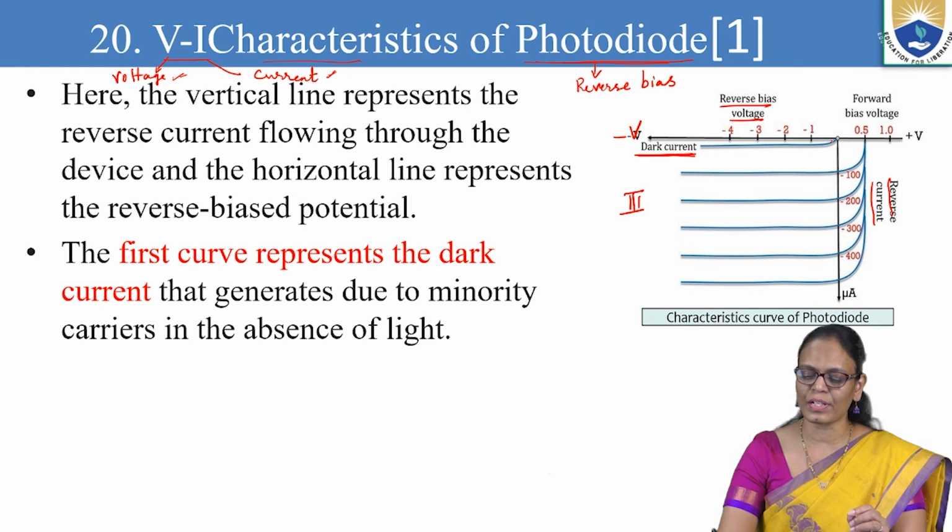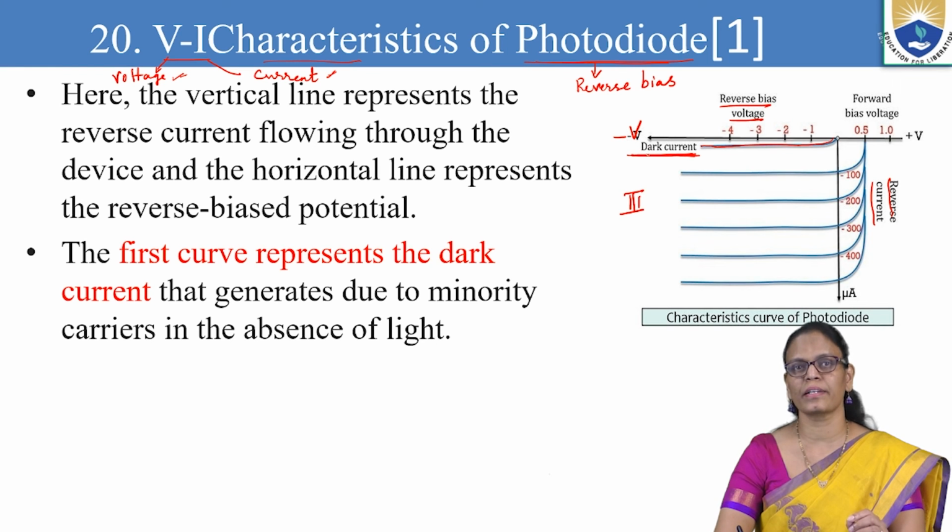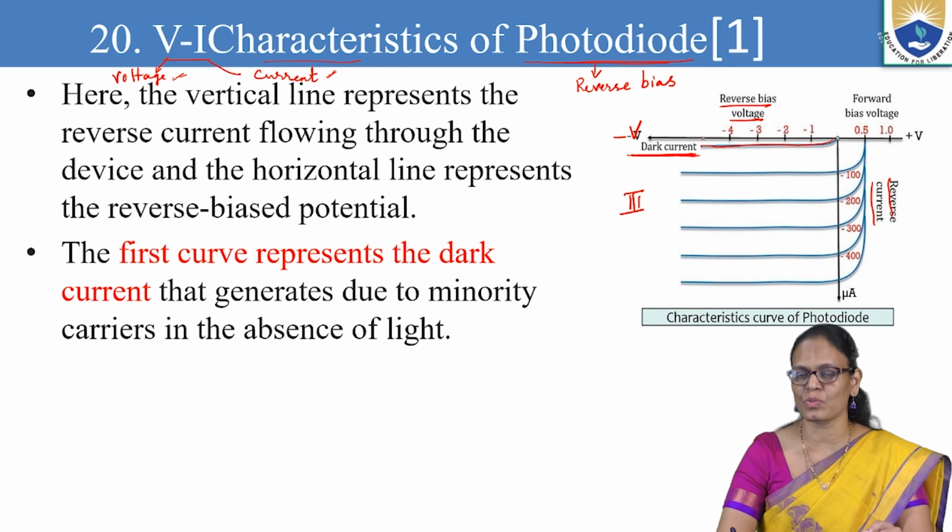So as the voltage increases, there is a very small increase in current, and that current we are calling dark current. And now as you increase the applied voltage in reverse bias, which we call the reverse bias voltage, what is happening here is it gradually increases and gets saturated. The reverse current gets saturated.